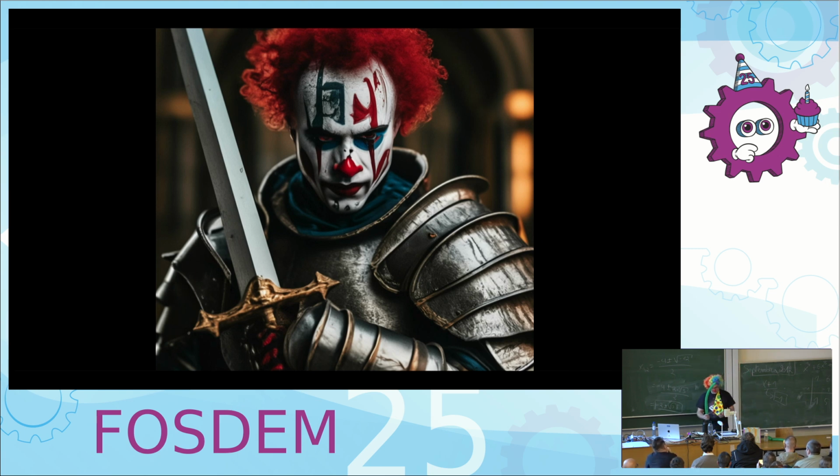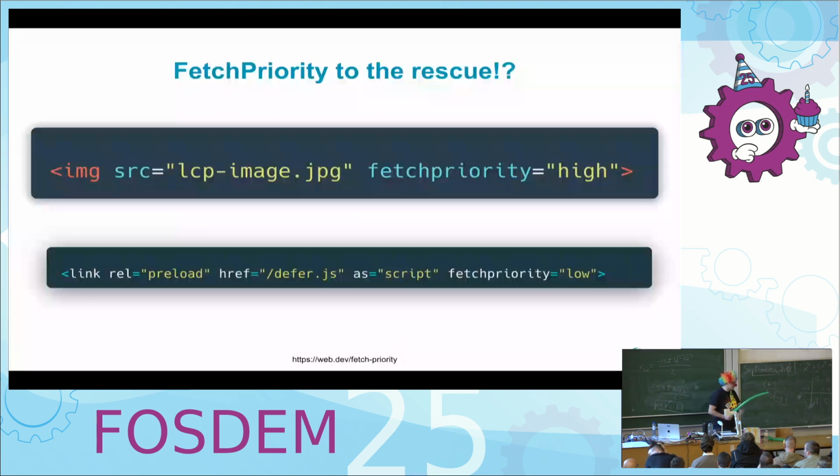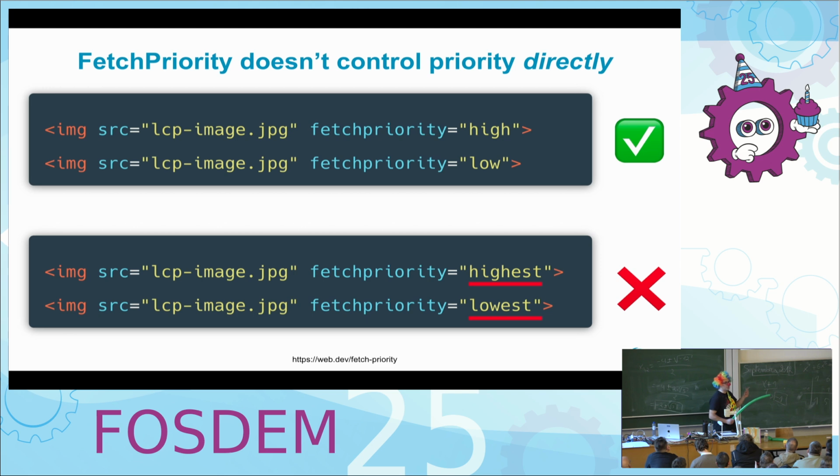Let's do that, right? So the weapon that we eventually ended up with is something called fetch priority. You can now add fetch priority to just about anything. A ton of things can now be manipulated with fetch priority, and that directly influences the priority that the browser assigns to a given resource. You don't set the priority directly. You can only do fetch priority high or low, not highest or lowest or medium. That's not how it works.